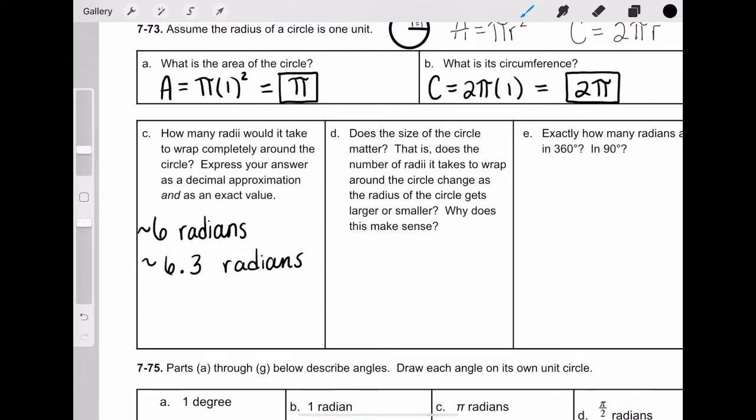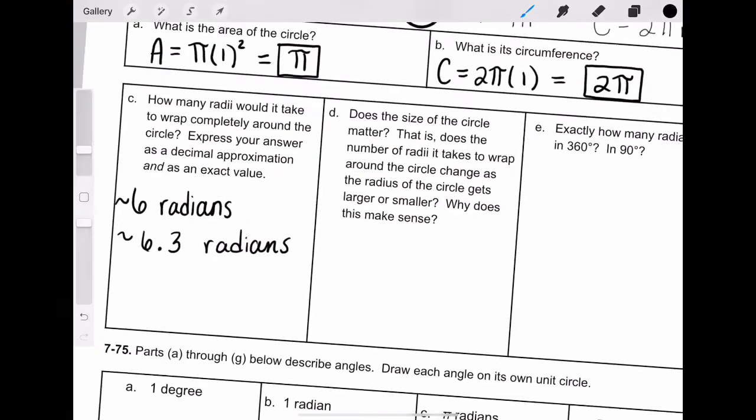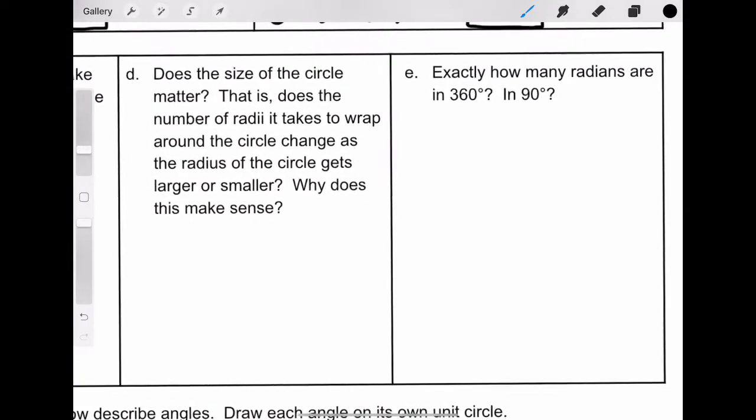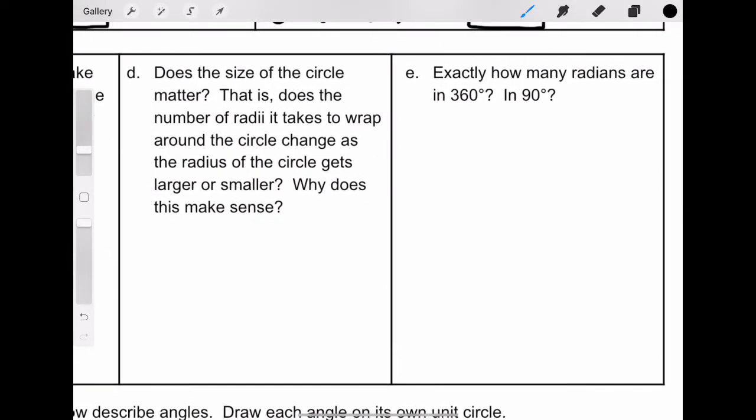Now on part D, it's asking us, does the size of the circle matter? Well, your circle is probably not the same as my circle. So did you get the same thing? Okay. So go ahead and take a couple minutes, answer part D, and then we'll move on to part E.